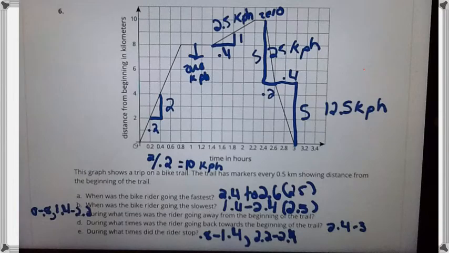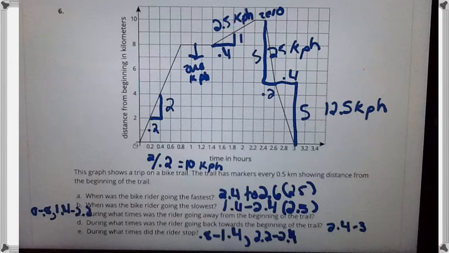The first question said, when was he going the fastest? And he was going the fastest right here when he was coming back, because he was going 25 kilometers per hour. In question 2, when was he going the slowest? He was going the slowest from 1.4 to 2.4 because he was going 2.5 kilometers per hour.